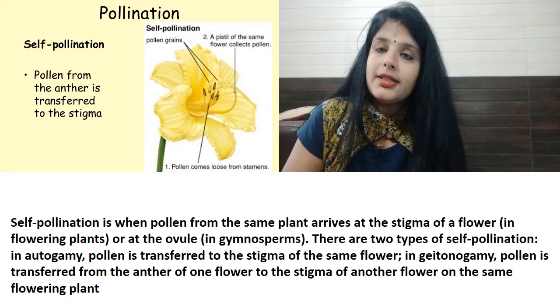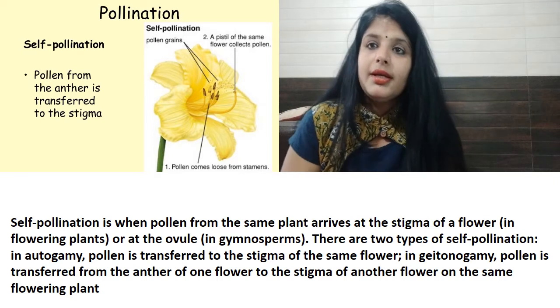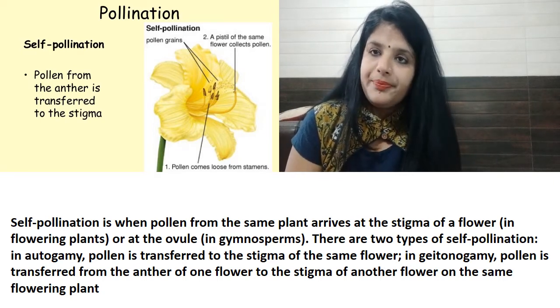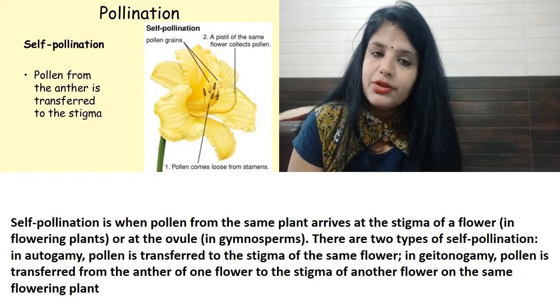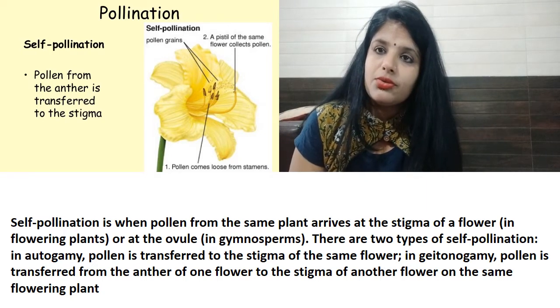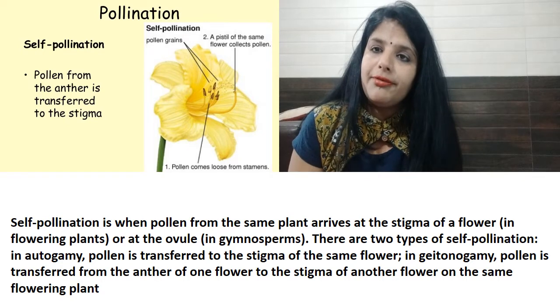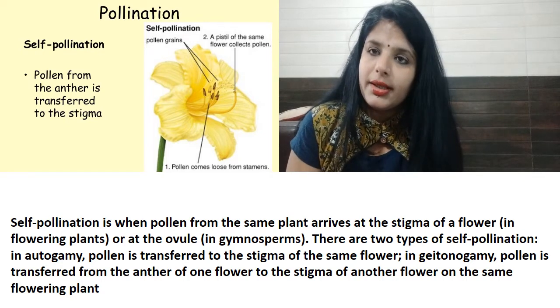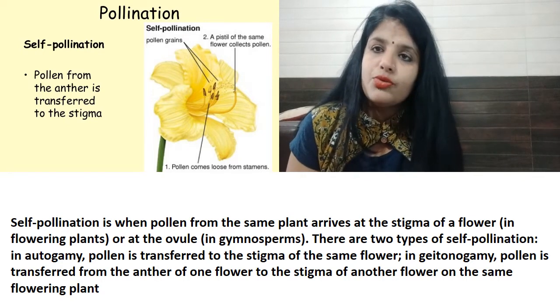Now another condition is cleistogamy. In cleistogamy, we have a closed flower. Closed flower means the flower is closed, so androecium cannot transfer pollen grains to the stigma of another flower. It has to transfer the pollen grains within the flower. There is no choice actually.